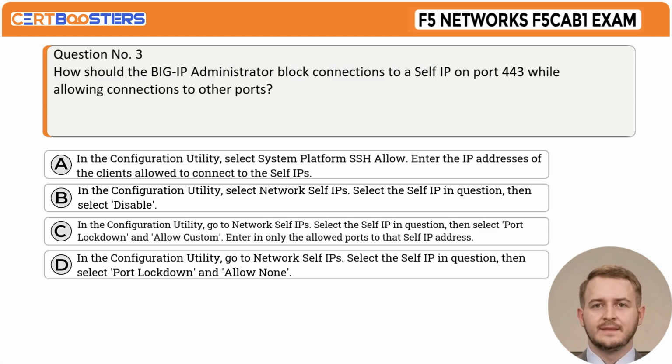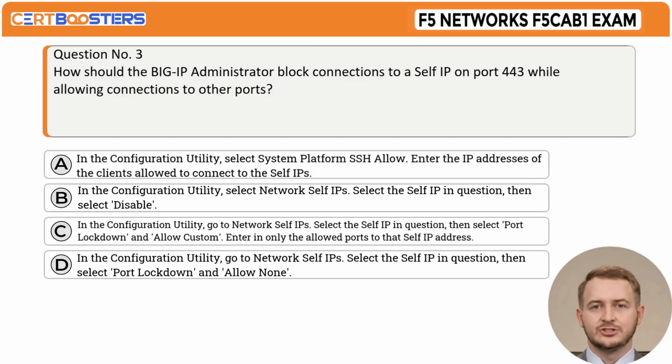Question number 3. How should the BIG-IP administrator block connections to a self IP on port 443 while allowing connections to other ports? A. In the configuration utility, select System Platform SSH Allow. Enter the IP addresses of the clients allowed to connect to the self-IPs. B. In the configuration utility, select Network Self-IPs. Select the self-IP in question, then select Disable.